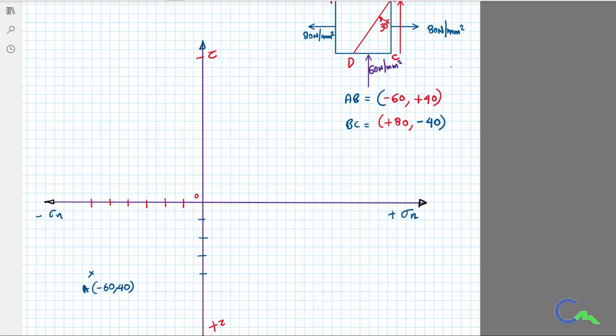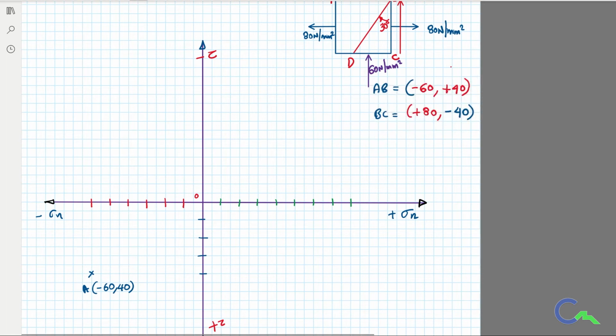So plus 80, therefore 10, 20, 30, 40, 50, 60, 70, 80 and minus 40. So minus 40 we have to locate. Therefore that is y minus in the upward direction, so minus 10, minus 20, minus 30 and minus 40. So we will get somewhere here. Therefore that point is C.